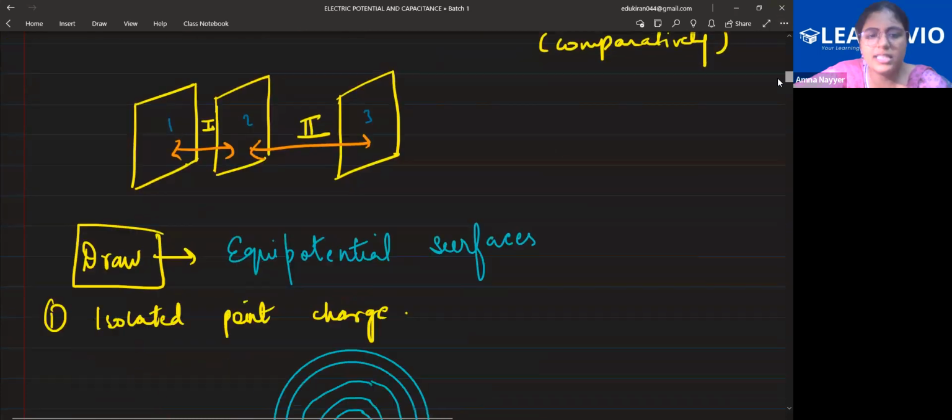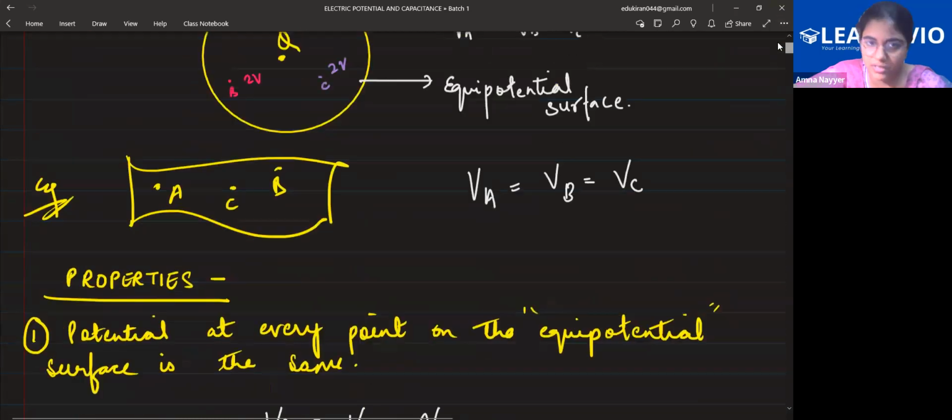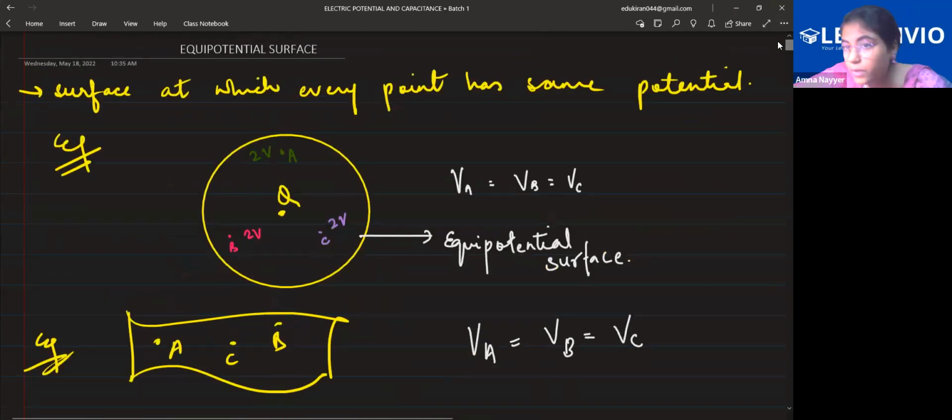Write it, then we'll see how to draw the equipotential surfaces. Continue it from wherever you've left writing. You can manage this in your registers now, because now 2 classes will be going. Write down this.